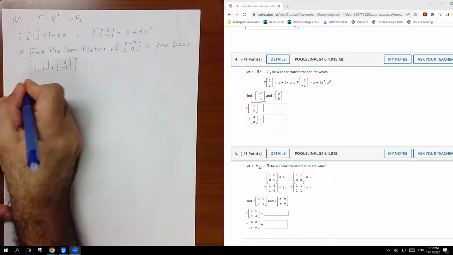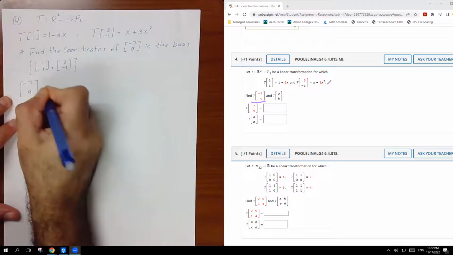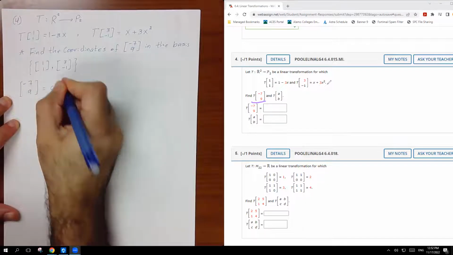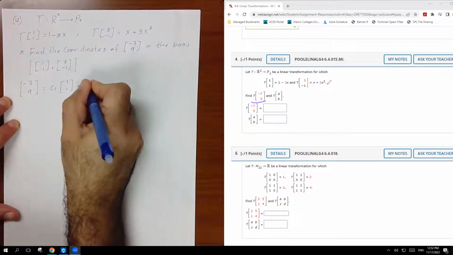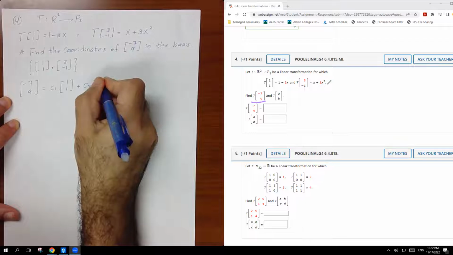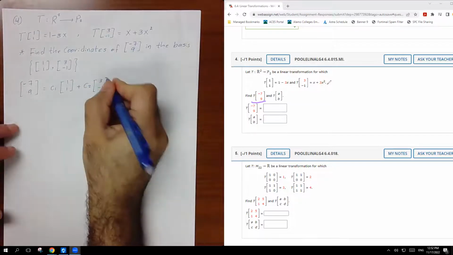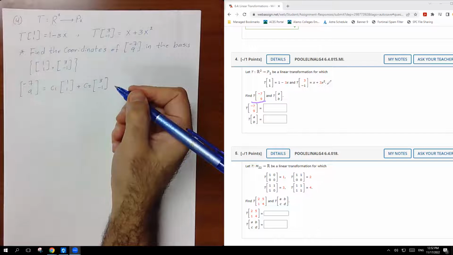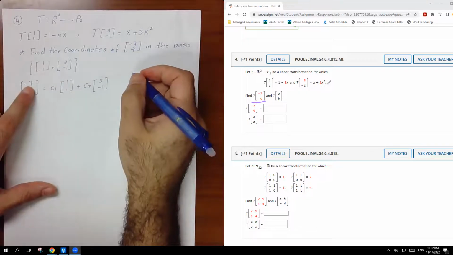I'm going to write this down as a linear combination of the basis. That means (negative 7, 9) is going to be equal to C1 with the first one, (1, 1), plus C2 with the second one, which is (3, negative 1). So that means we need to solve this one. So the first one is going to be negative 7.